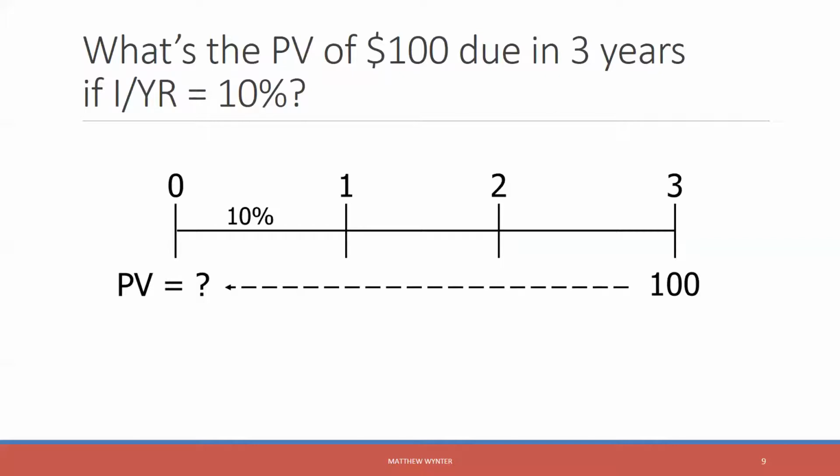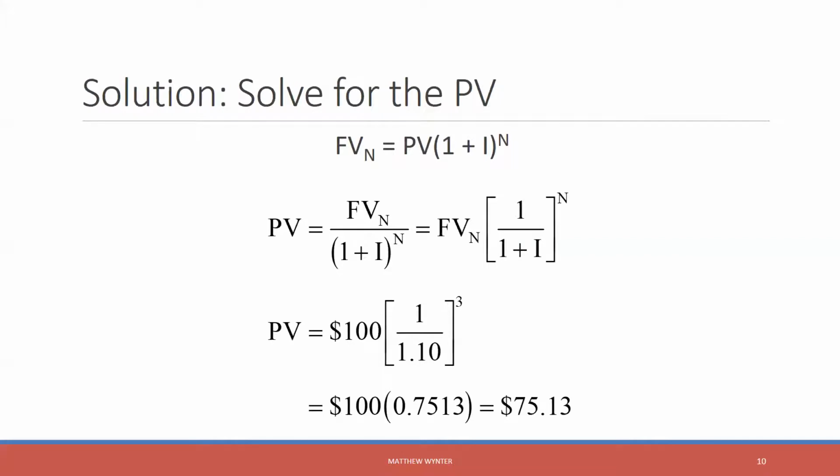All right. So we can take this more generally and we can solve for the present value. So in this example, we've got $100, that's our future value. We've got a discount rate of 10%, so 1 plus R, 1.10. And then we also have our time period, N, 3. So again, notice we're going to follow the order of operations.